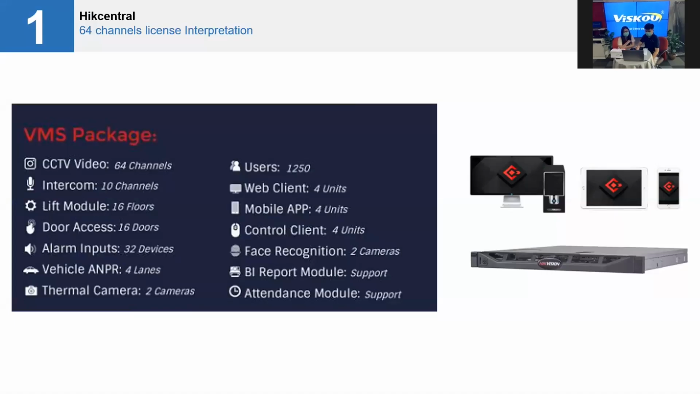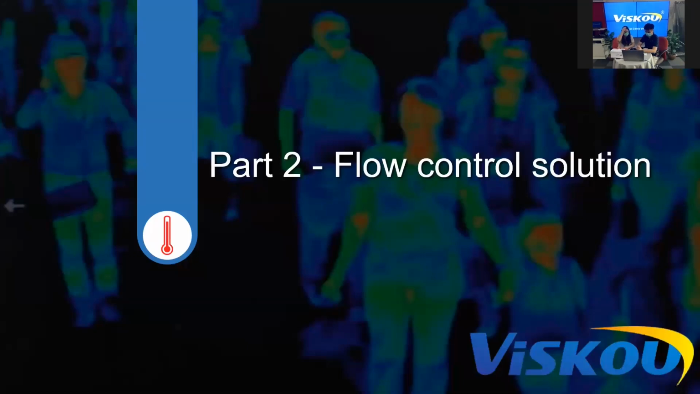As you can see from the slide I show you, the 599 promotion package includes 16 channels CCTV video, 10 channels intercom, 16 channels door access, and it also can support vehicle ANPR camera, thermal camera, even face recognition camera, and the BI report module. I think it's really good, and it can fully cover a small, even middle project. Now I think everyone has a basic understanding of Hikcentral.